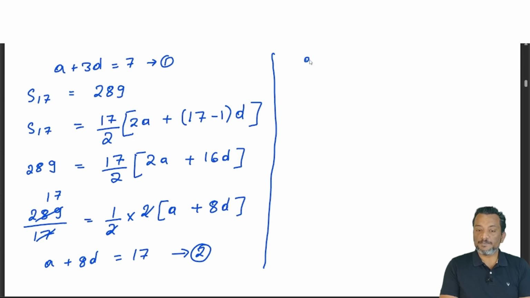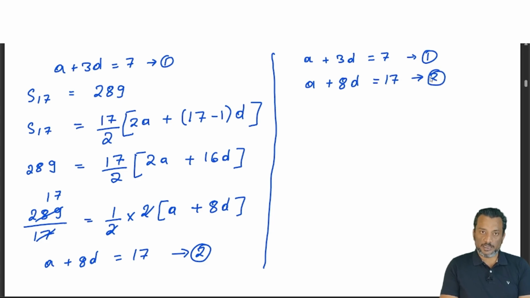So we can say, hey, our first equation is a plus 3d is equal to 7. That is your first equation. And the second equation is a plus 8d is equal to 17. Now you can apply any method, and based on that you can solve.